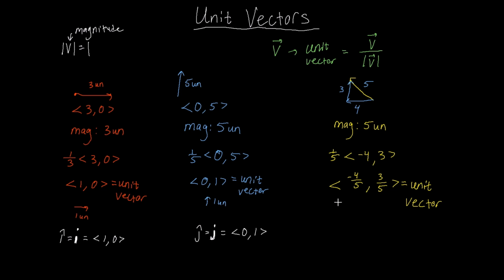And if you go a step further, you can figure out the direction. If you figure out the direction of this yellow vector up here, and you figure out the direction of this vector here, they should be exactly the same. And that's what a unit vector is. It's a vector that points in the exact same direction as the original, but only has a magnitude of 1.